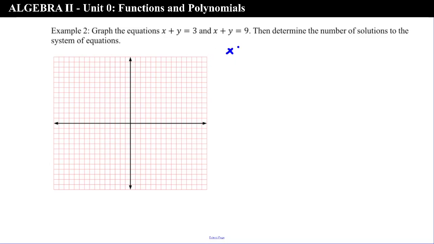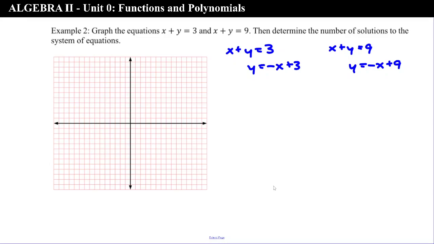So the first graph is x plus y equals 3. Well, if we want to get y by itself, we simply subtract x from each side, and we want to lead with x because that puts it in slope-intercept form. Now the other one is x plus y equals 9. Again, move x to the other side by subtracting, and we have y equals negative x plus 9. Well, we have the same slope, but different y-intercepts.